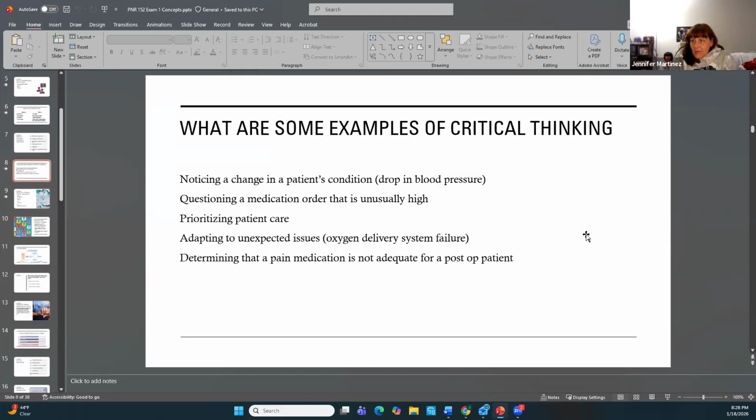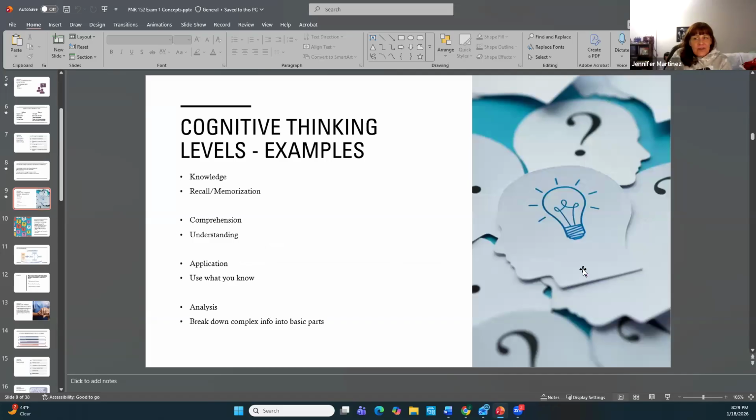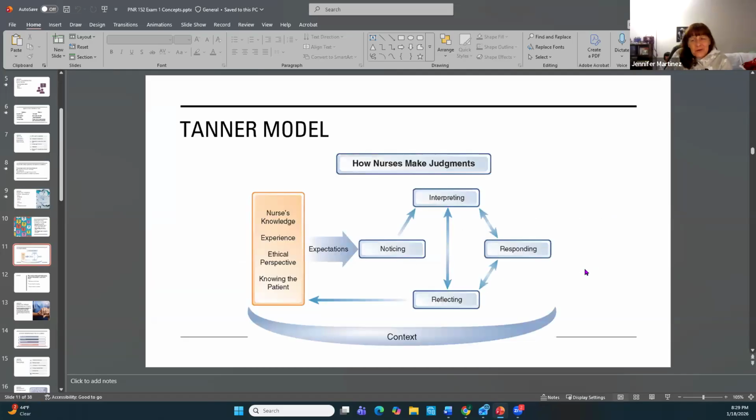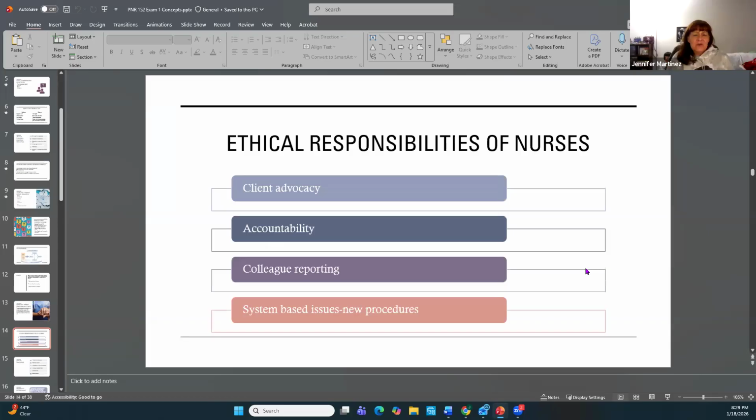Examples of critical thinking, right? Questioning a medication order that is unusually high, or determining that a pain medication is not adequate for a post-op patient. Both of those, right? That's advocating for your patient. You're not going to give somebody a medication where the dose is too high and you could potentially cause harm. Or the same thing, if we're not giving somebody adequate pain medication, then they're not going to be able to do what they need to do to get better. They're not going to be able to turn, cough, and deep breathe. They may not be able to get up and ambulate like they need to do, right? So we have to advocate.